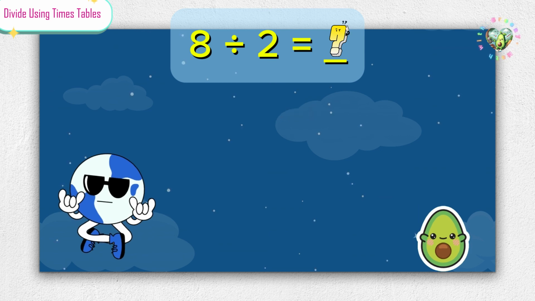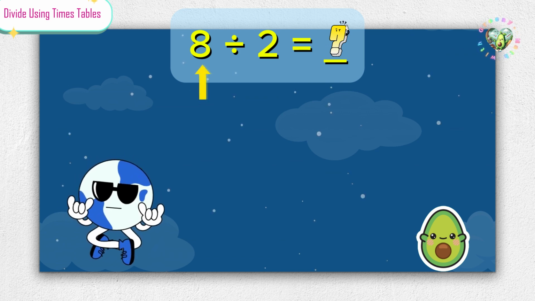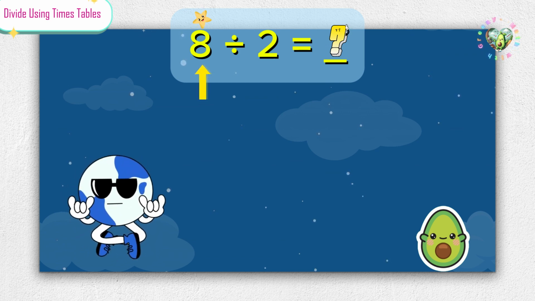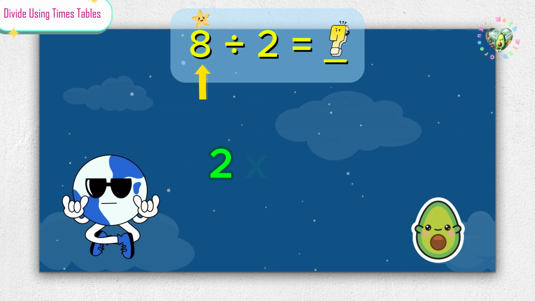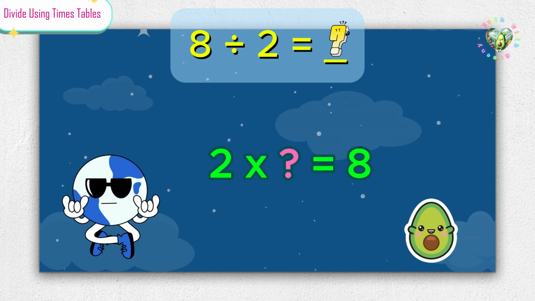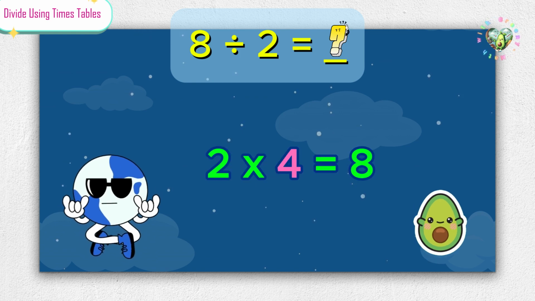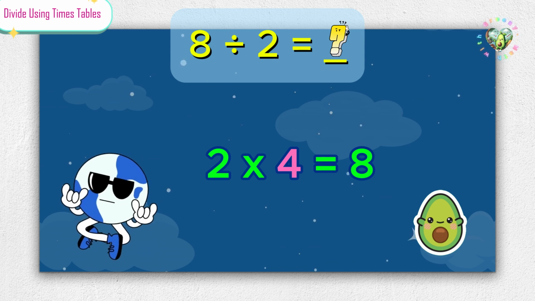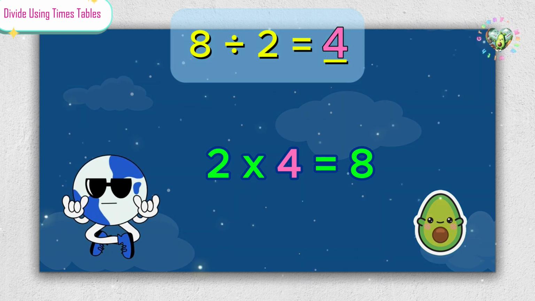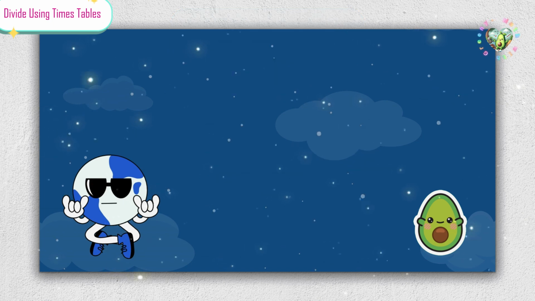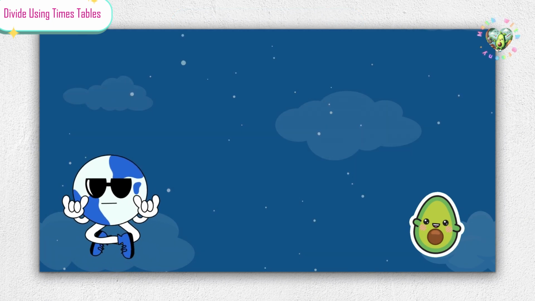Yep. Now, look at the first number, which is 8. We just think. 2 times what equals 8? Oh, I know this. 2 times 4 is 8. Exactly. So, 8 divided by 2 is 4. Not so hard, right? Whoa, that wasn't so bad.